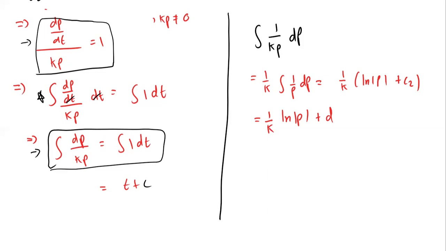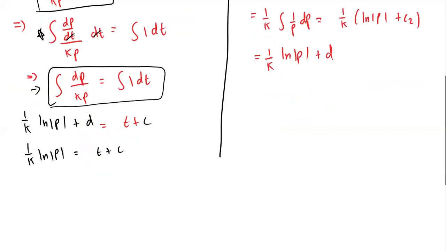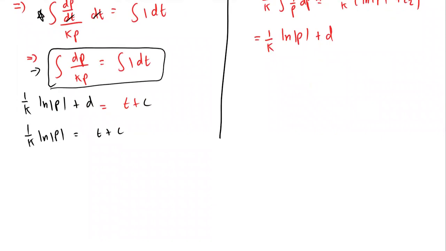Okay, now that we know what that integral is, we can go ahead and plug it into our equation here. So its left-hand side becomes 1 over k natural log of the absolute value of p plus some constant, let's call it d. Again, we can combine the arbitrary constants d and c into a single constant c. Now, I'm going to multiply both sides by k because the goal is to solve for p. We're going to get p by itself. So this is just algebra. Multiply both sides by k.